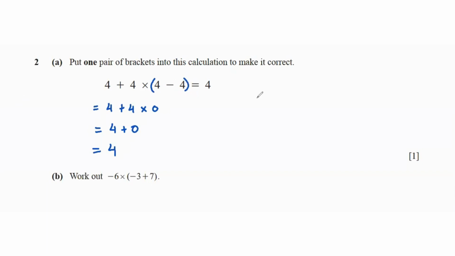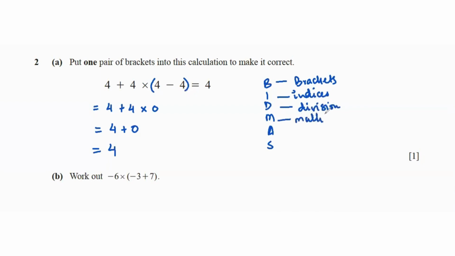Throughout this calculation, we follow the rules of BIDMAS, where we solve brackets first. Next, we solve indices. Then division, multiplication, addition, and lastly, subtraction. So you start and go in this order.